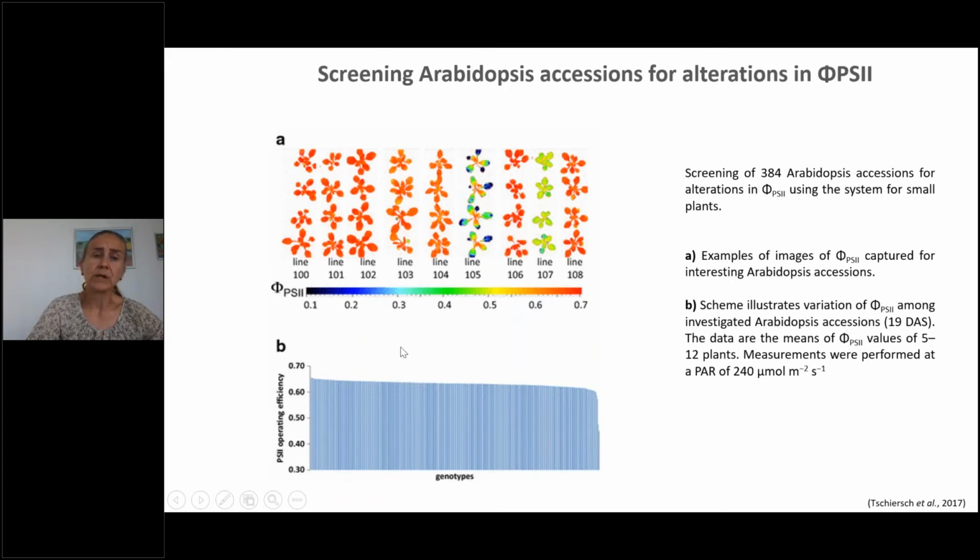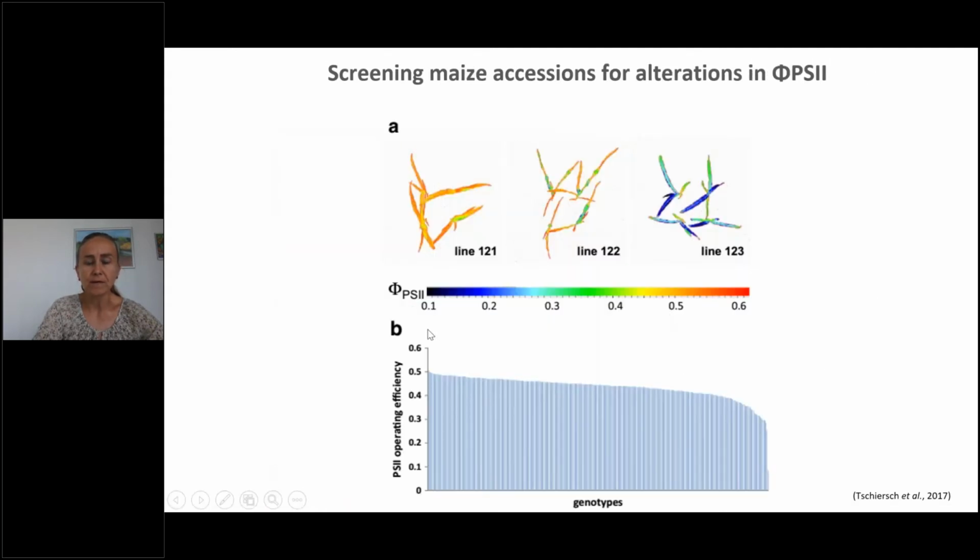The imaging can be used very effectively for high throughput, high scale screening. Here is an example from IPK, where 384 Arabidopsis accessions were screened for their PS2 operating efficiency. And to demonstrate that the same type of system can be applied also for large plants, the same was performed for a large collection of maize accessions, and the PS2 operating efficiency was screened also in this large type of plants.